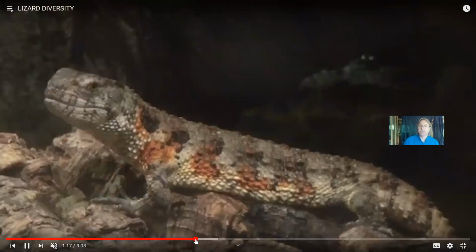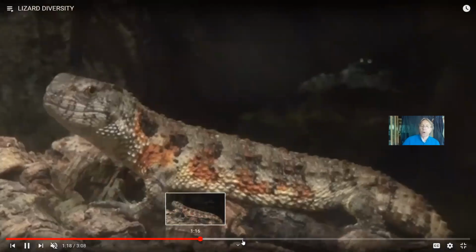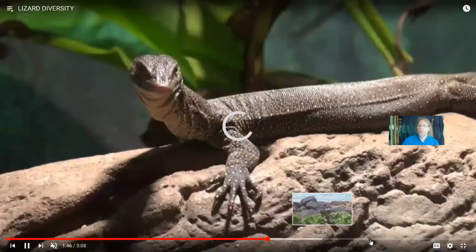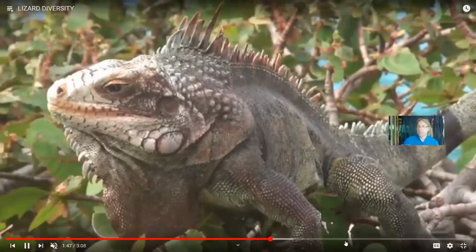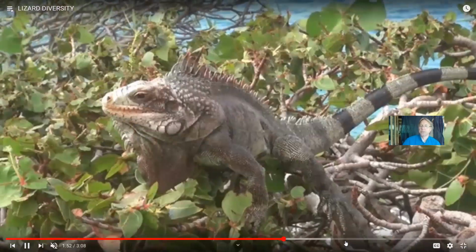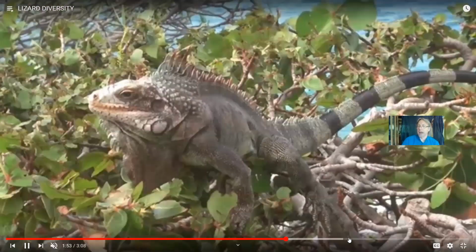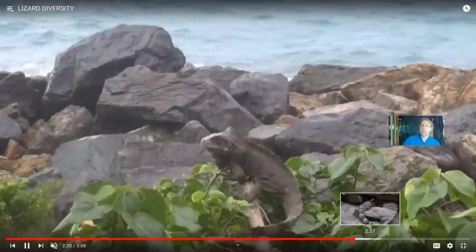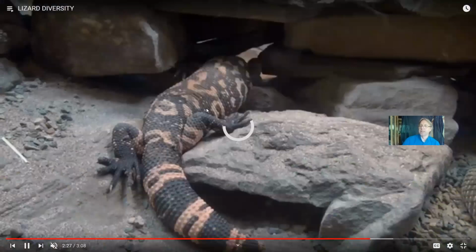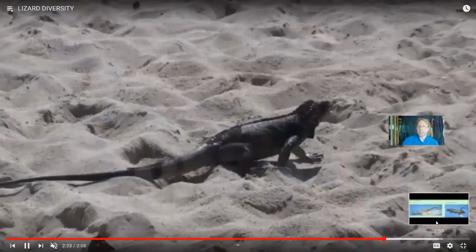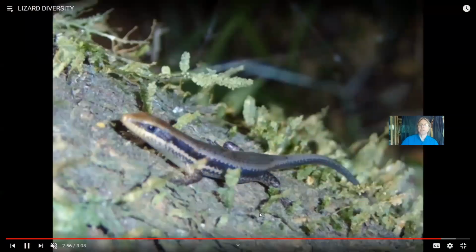Some are herbivores, eating plants. Most are carnivores. Some are actually capable of running on their hind legs briefly, like basilisks or frilled lizards. Two forms are actually poisonous: the Gila monster and the Mexican beaded lizard. They are capable of injecting venom in their bites. And so lizards are far more diverse than we often appreciate.